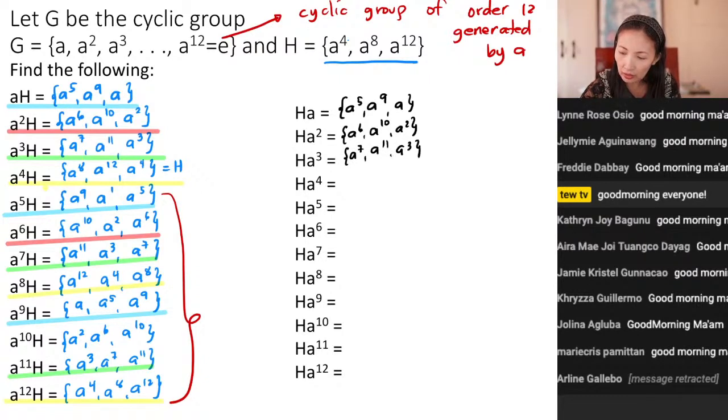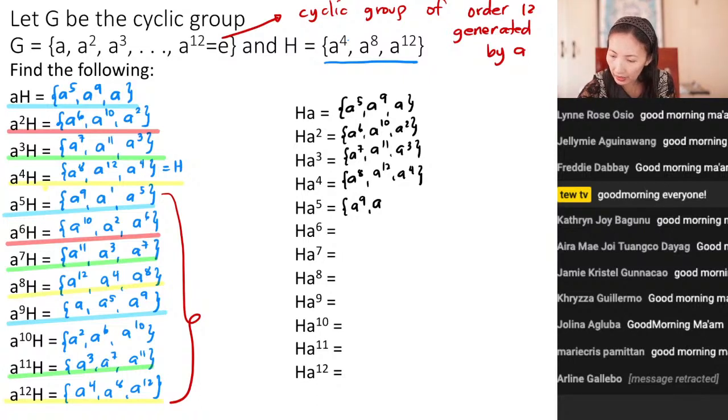Next, a to the 4th, a to the 8, a to the 12, and a to the 4th. Okay? Notice that the succeeding cosets will be repetitions of the first 4. A to the 9, and then a to the first, kasi 13 na siya, I don't have to put that exponent, so no need. So, a na lang. And then, a to the 5th.